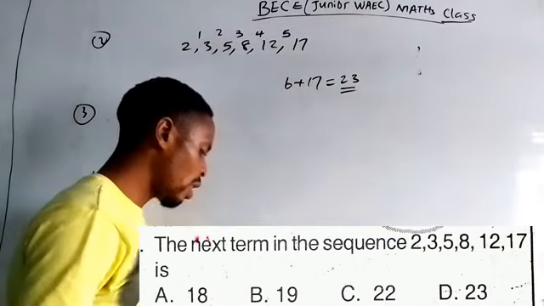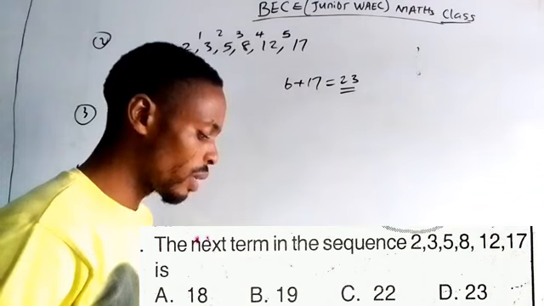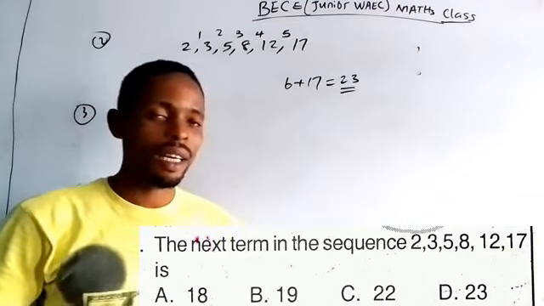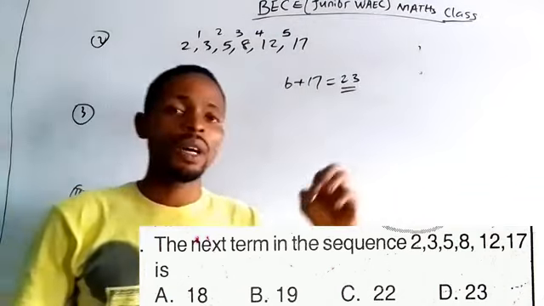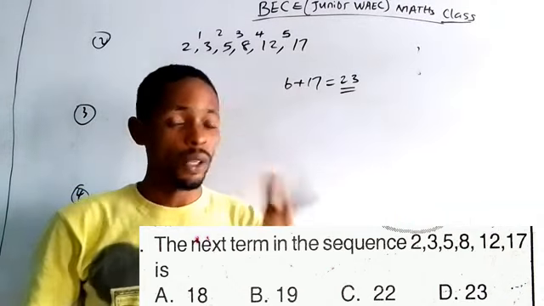So it means that the answer is option what? Option D. So that is how you solve this type of sequence. Okay, let's go to the next question, which is question 7.